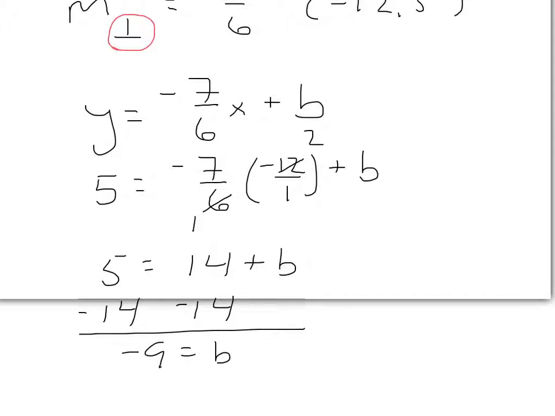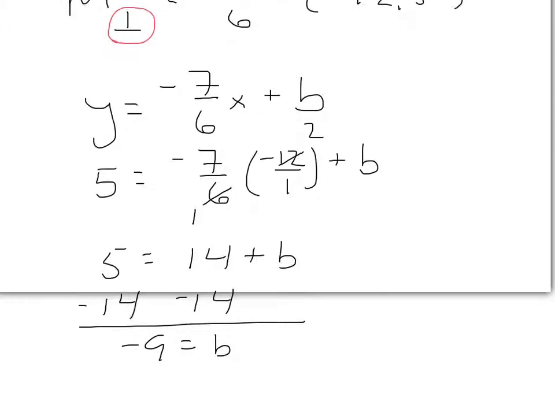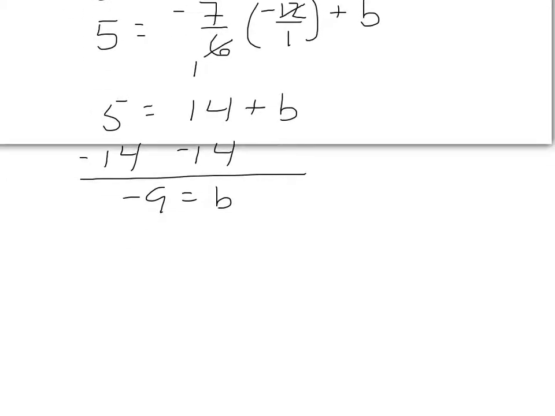And negative 9 is b. That means the equation of the line, the slope was negative 7/6. So y equals negative 7/6 x minus 9.